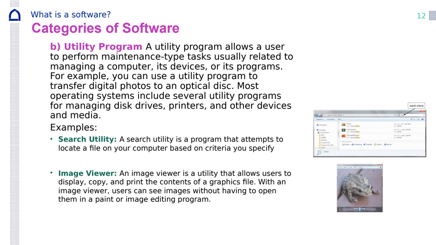Another category of software is called utility program. Very important. A utility program allows a user to perform maintenance type tasks related to managing a computer, its device, or its program. And you can use the utility program to transfer digital photos on an optical disk. Okay. Examples of utility programs: search utility, image viewer. Okay.